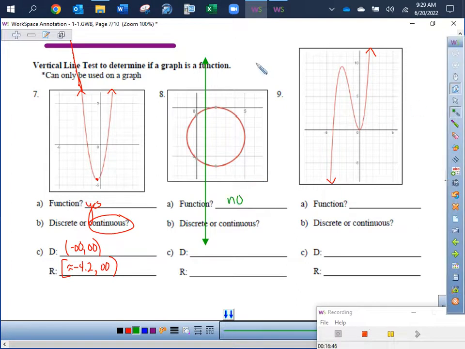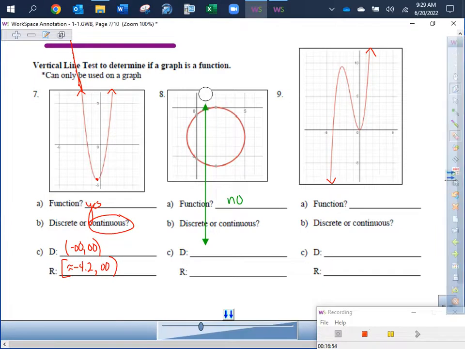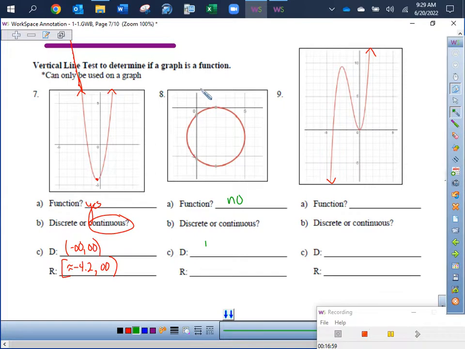Now some people ask, well, what if you drew this vertical line? It doesn't touch it at all. Well, I get you. The question is, can you draw a vertical line that goes through the graph in more than one spot? And the answer is yes, I can. So since I could draw that vertical line, that is not a function.